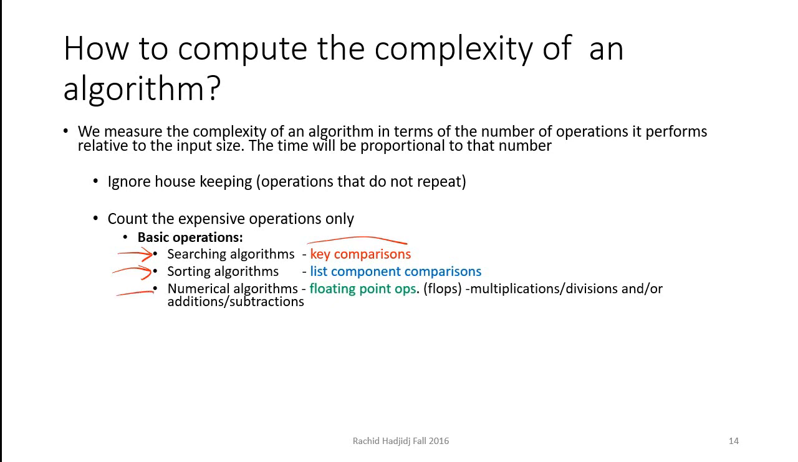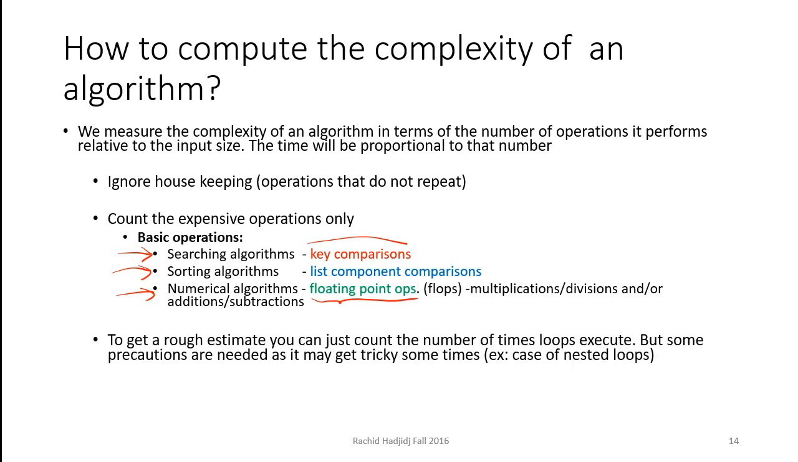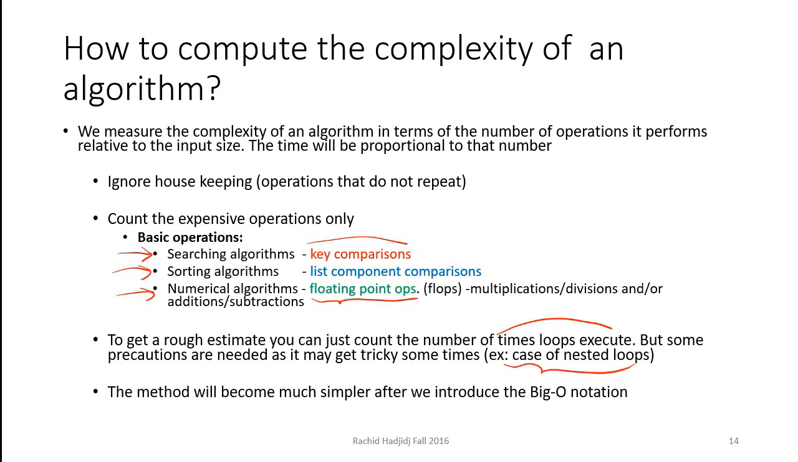If it is a numerical algorithm, an algorithm which uses additions, multiplications, and so forth to do calculations, well, in this case, we count the number of floating point operations, flops, like division, multiplication, etc. And sometimes what people do to get a rough estimate of the complexity of their algorithm, they just count the number of times the loops execute. But in this case, you need to be cautious because the situation might get tricky sometimes, especially with nested loops. We're going to see an example later on about this.